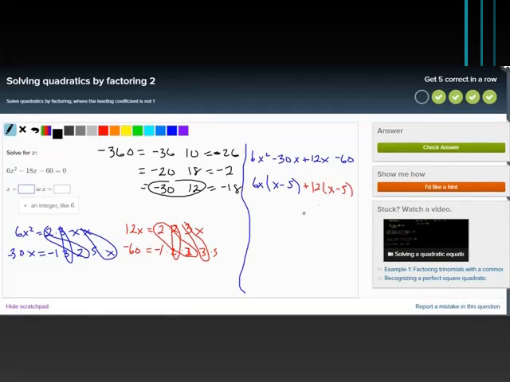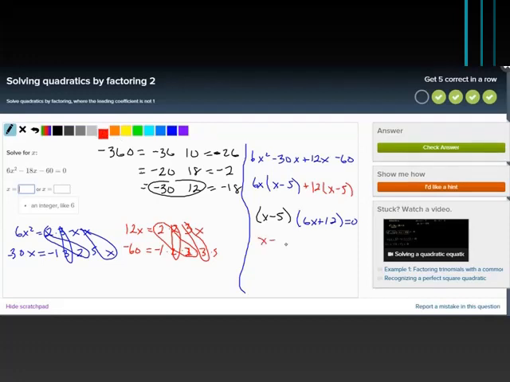So my two parentheses are the same, so I'm going to put those together. So that's the x minus 5. And then what's left over goes together, and that's the 6x plus 12. So now I've factored the problem, but now I have to solve it. So I'm going to set each of these equal to 0.